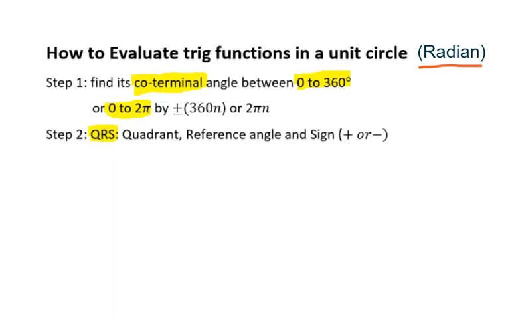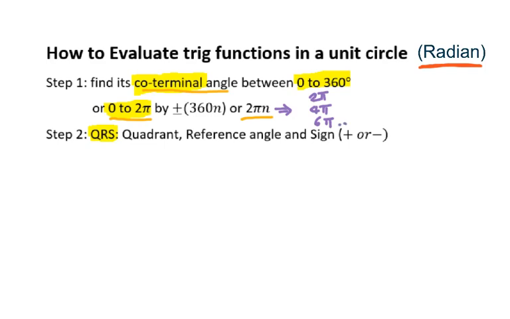Today's lesson is about how to evaluate trig functions in a unit circle for radian. Step 1. Find its coterminal angle between 0 to 2 pi by adding 2 pi times n or minus 2 pi times n, which means we use 2 pi, 4 pi, 6 pi, or 8 pi, keep going.